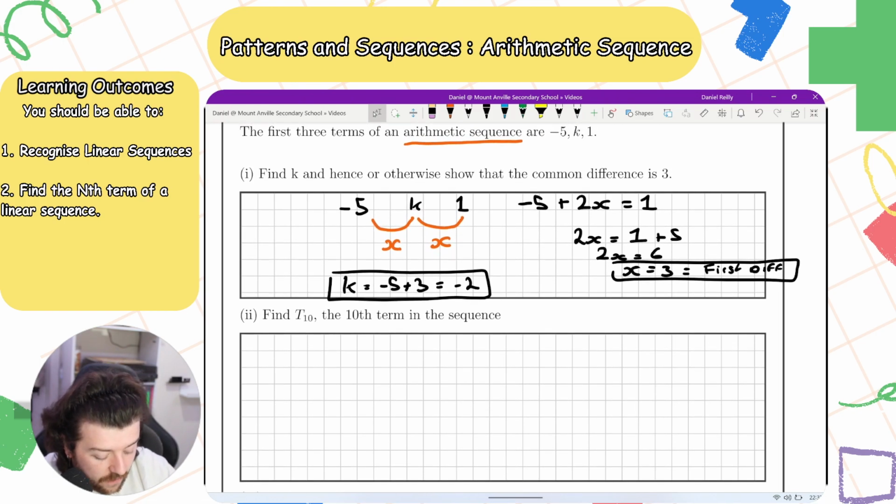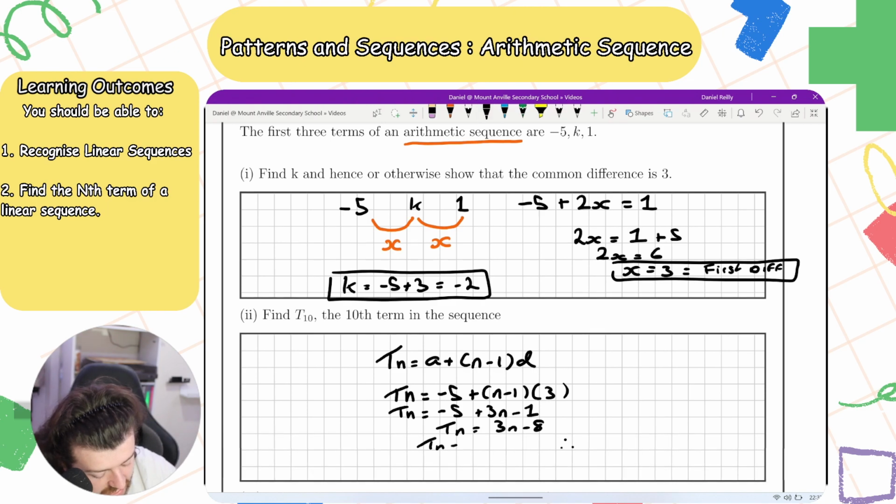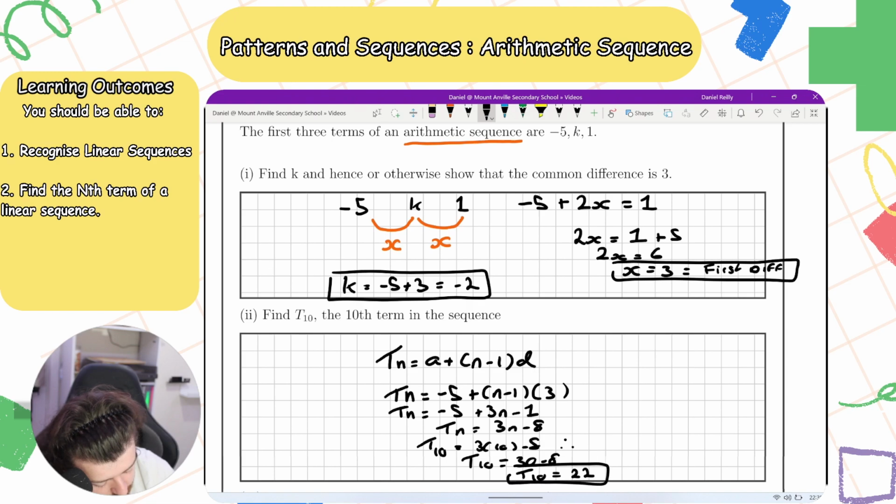But I'm going to use my formula for this question. So Tn is equal to a plus n minus 1 d. My first term is minus 5, n minus 1, and my first difference is 3. So Tn is equal to minus 5 plus 3 times n minus 1. Tn is equal to 3n minus 8. So I'm looking for T10, the value of my 10th term. So that's going to be 3 times 10 minus 8. T10 is equal to 30 minus 8. T10 is equal to 22. Therefore, the 10th term is equal to 22.